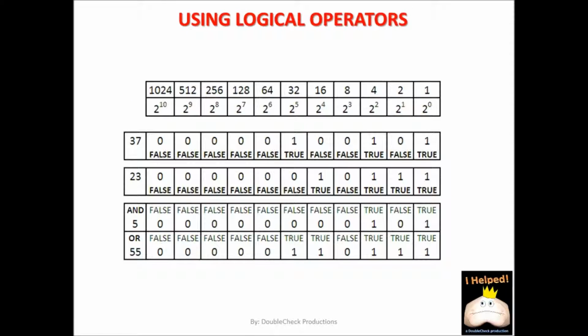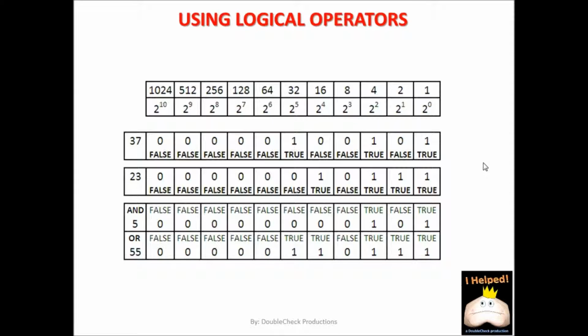All right, so what we want to do here is start using our logical operators in mathematical expressions. We're going to start with two values, 37 and 23. And if you notice to the right, I've converted these into their binary values. I've separated the individual digits, and below each digit, I've put its logical equivalent.